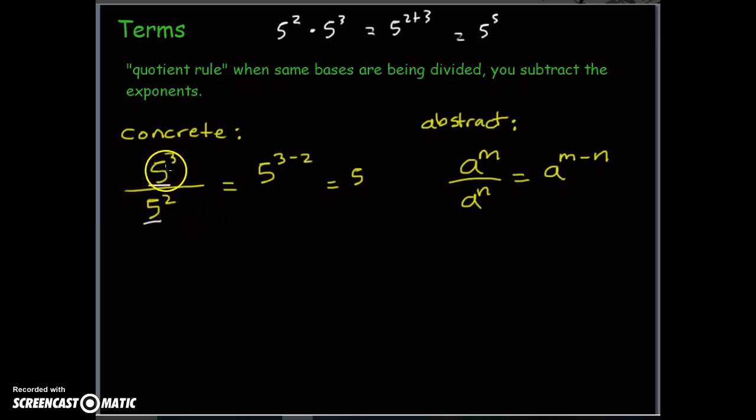So we've got 5 to the third power being divided by 5 to the second power. We can rewrite this as 5 to the third minus the second, and we know that 3 minus 2 is 1, and anything to the 1 power doesn't need the exponent shown. So we've got just 5. The abstract version of this is the same, a to the m divided by a to the n. We've got same bases. We can go ahead and subtract the exponents.